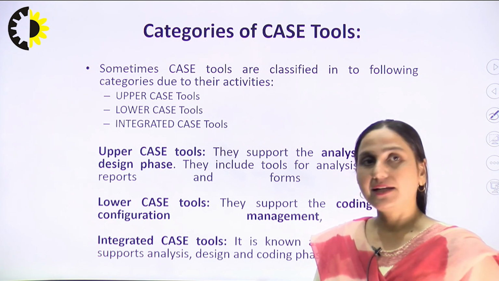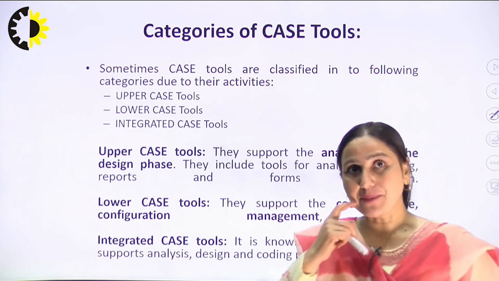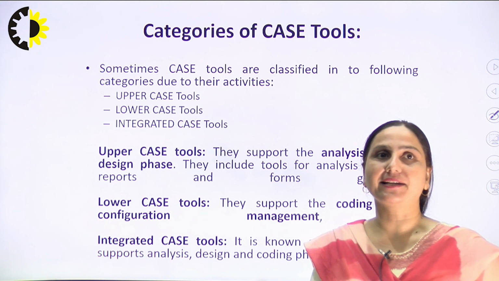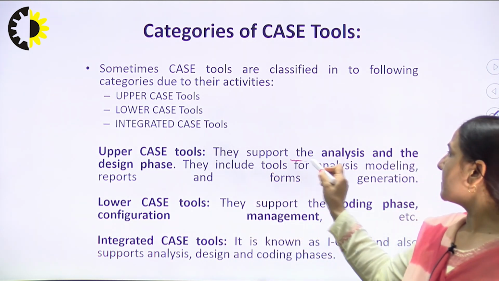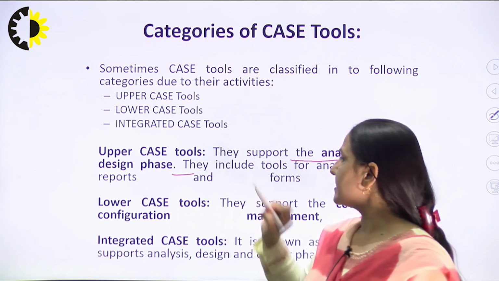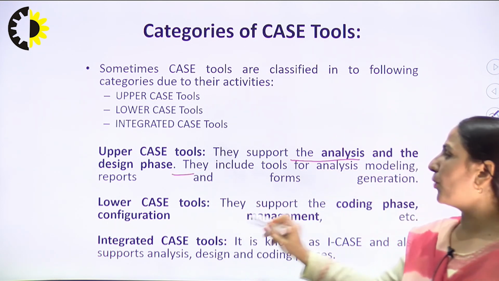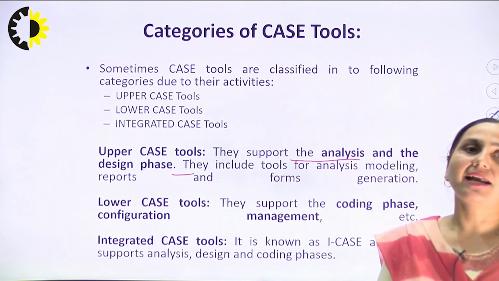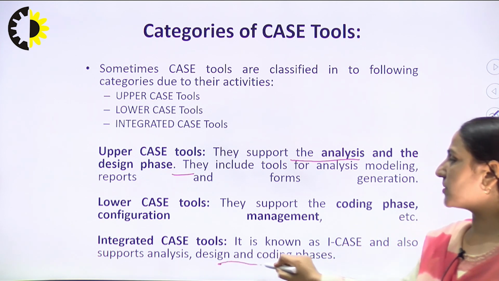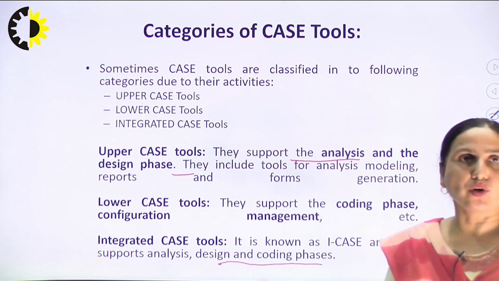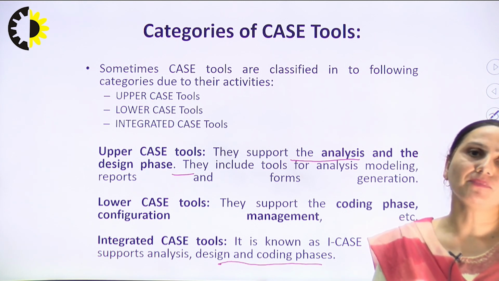Now, there are different categories of CASE tools. Sometimes CASE tools are classified in the following categories: upper, lower and integrated. Upper CASE tools support the analysis and the design phase. Lower CASE tools support the coding and the configuration management. And integrated CASE, it is known as I-CASE, and it is also something which supports the analysis, design and the coding phase. So these are the different categories of the CASE tools.